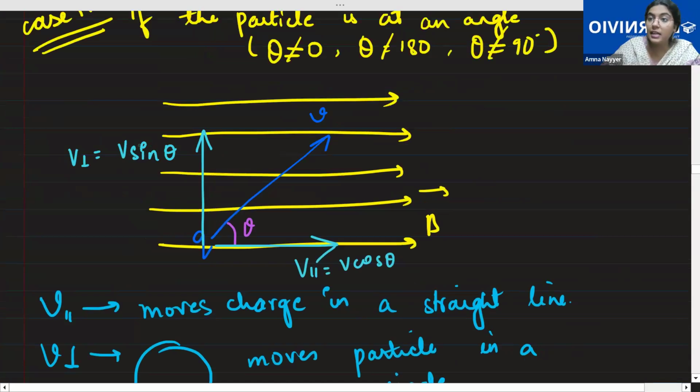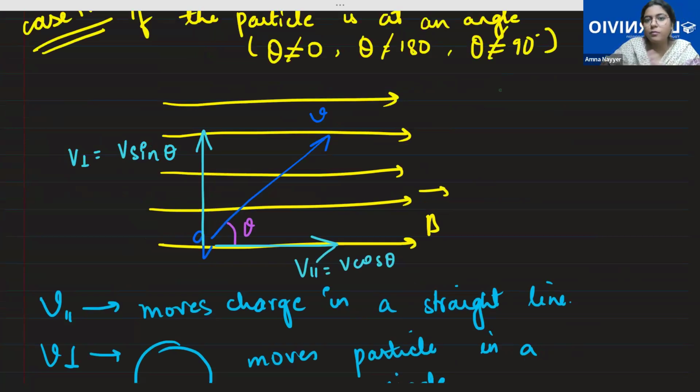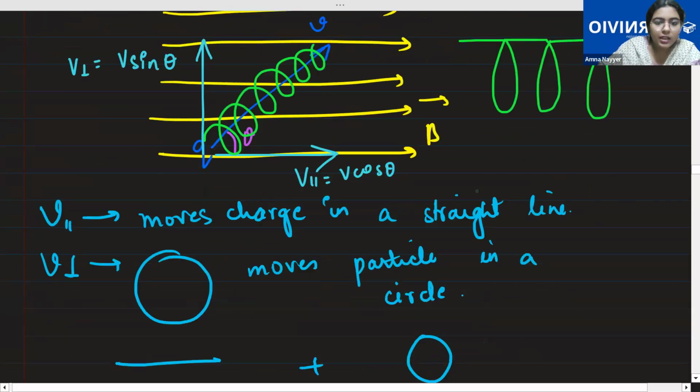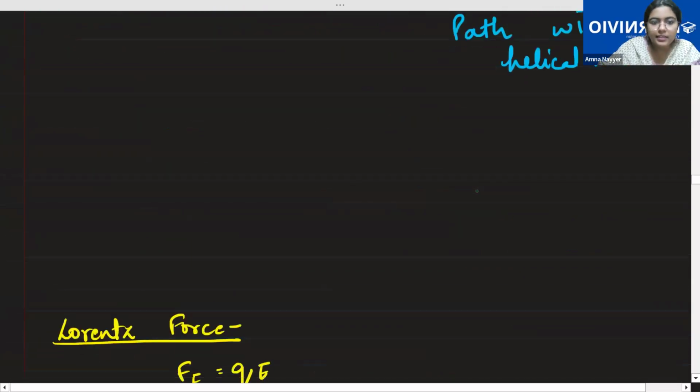Eventually, if the angle is not 90 degrees, not 180 degrees or 0 degrees, the path will be helical. The reason is that the parallel component provides a straight line and the perpendicular component provides a circular path. Then again a straight line, then again a circular path, and so on. The path will be helical. This is the fourth case.